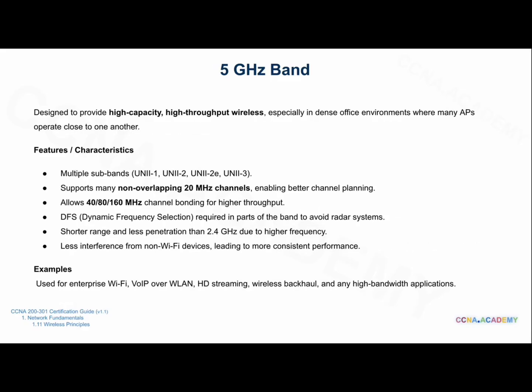The 5 GHz band offers more channels, cleaner spectrum, and support for wide channels such as 40 and 80 MHz. This makes it ideal for high-throughput applications and dense office environments. Some parts of the band require DFS to avoid radar systems, which may cause channel changes. Although the range is shorter than 2.4 GHz, performance and reliability are significantly better.